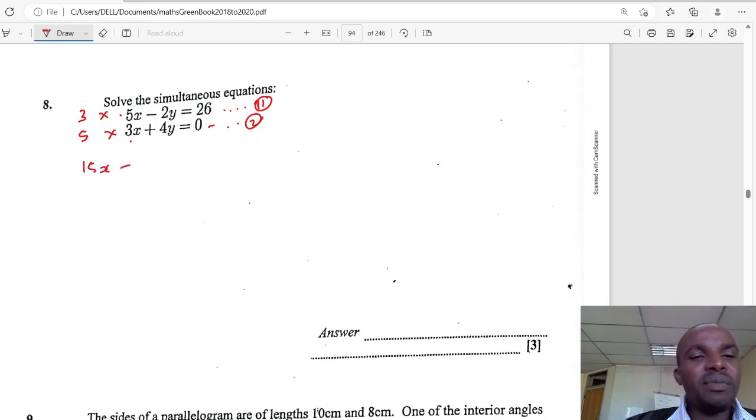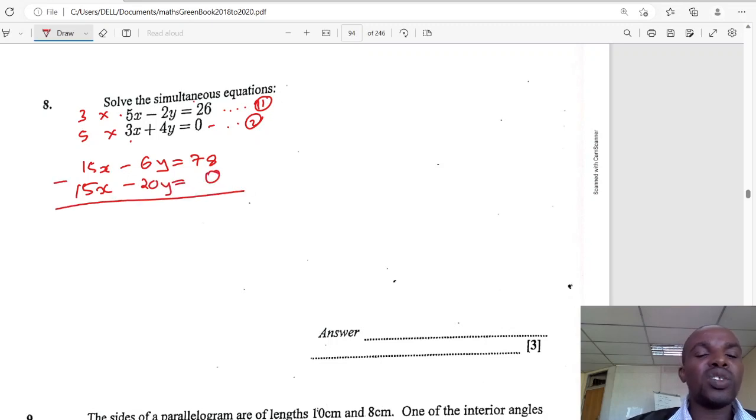x. Then minus 3 times 2y is 6y. Then it's equal to 3 times 26. What is 3 times 26? 6 times 3 is 18, 8 carry 1. 3 times 2 is 6. 6 plus 1 is 7. Then, next, you multiply the second by 5. It will be 15x here. Then minus 5 times 4y is 20y. Then it's equal to 5 times 0, which is 0.